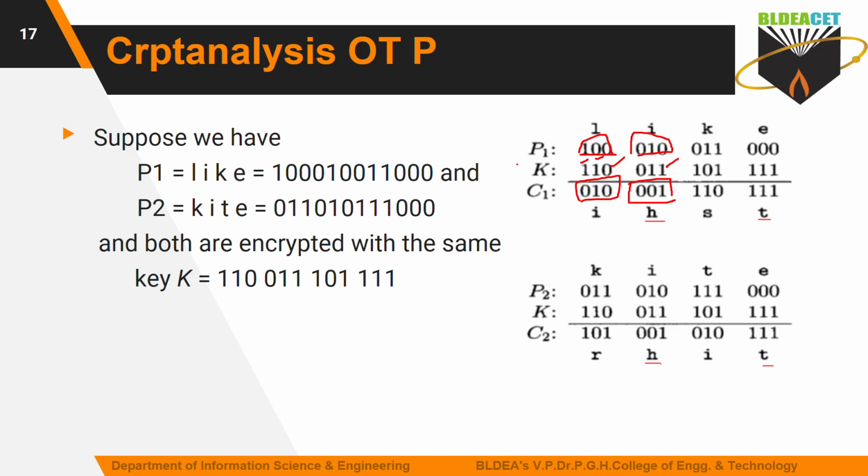In the same way, if you know your key and your ciphertext, then you can get your plain text. See here, 0 0 0, 1 1 0, 1 0 1.